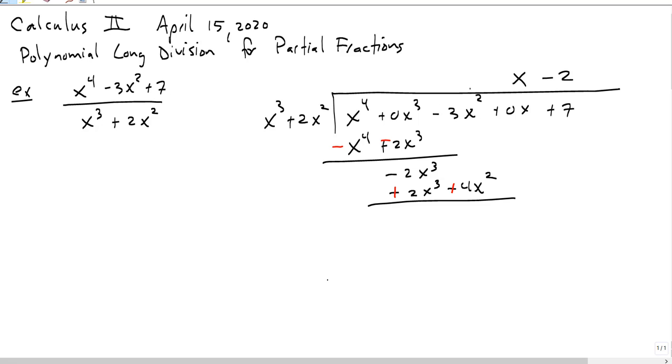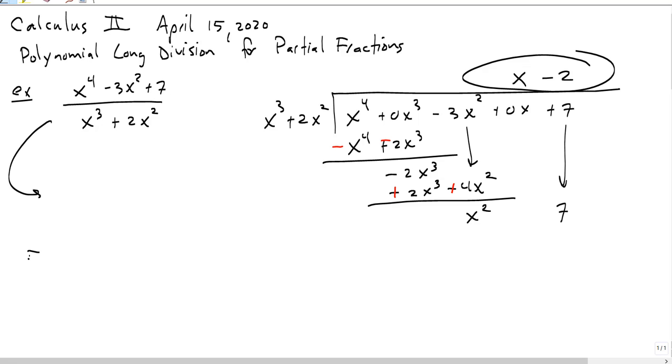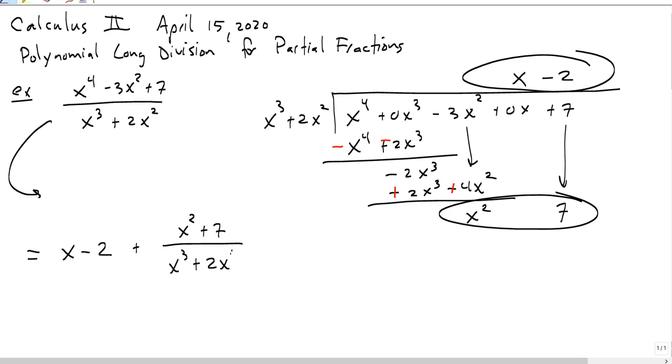But there was a minus 3x squared, so minus 3x squared and 4x squared is just positive x squared, and we bring down everything else, the 7, because we're done. We could go into fractions. We're not going to go into fractions. This is our denominator. So what we've said is, if I take x to the fourth minus 3x squared plus 7 and divide it by x cubed plus 2x squared, the whole amount is x minus 2, and then our remainder is the numerator of our fraction, like with a regular thing. So x squared plus 7, all still yet to be divided by x cubed plus 2x squared.